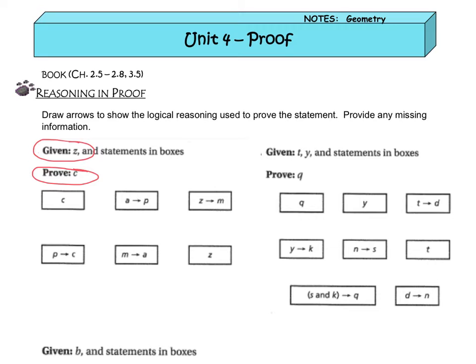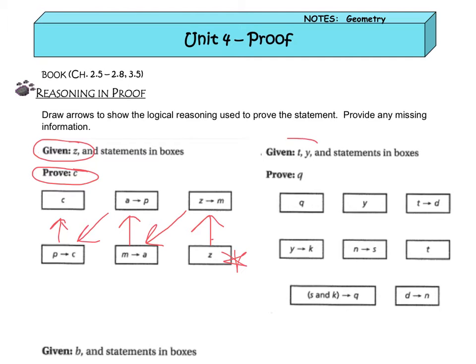So for this practice, we're going to start with Z, and we see it right here. We would go from Z to M, so we draw an arrow there, which would leave us with M, which would flow to M to A, and from A to P, and then P to C. In this manner we've drawn our arrows to connect box to box in a logical way.